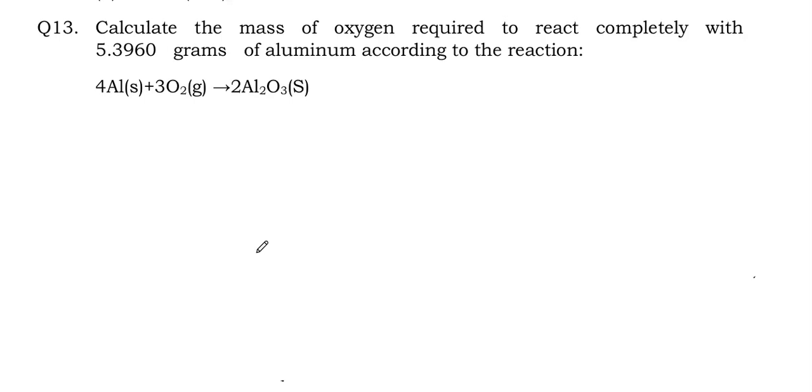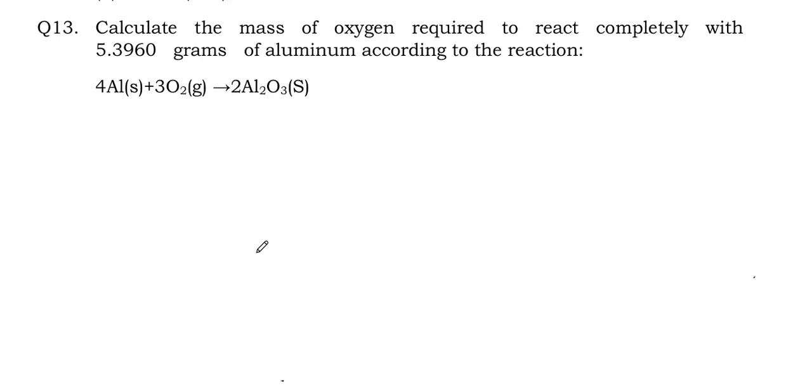The question reads: calculate the mass of oxygen required to react completely with 5.3960 grams of aluminium according to the reaction. So I've been given aluminium plus oxygen is equal to aluminium oxide there.